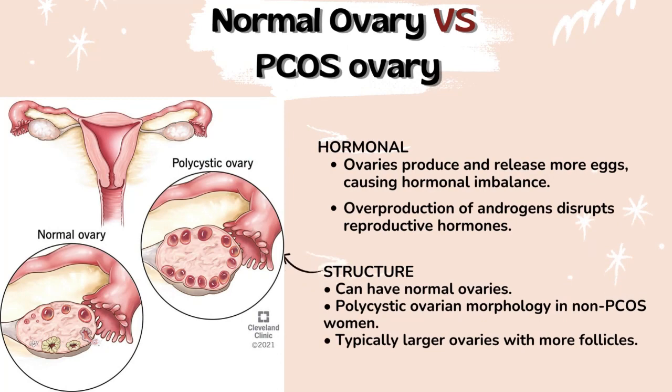First, hormonal. PCOS is a hormonal imbalance that occurs when your ovaries create excess hormone. If you have PCOS, your ovaries produce unusually high levels of androgen hormones. Second, structure. Ovaries may be normal in PCOS, and conversely, polycystic ovarian morphology may be seen in women without the syndrome. However, it is well accepted that women with PCOS tend to have larger ovaries with an increased number of follicles.